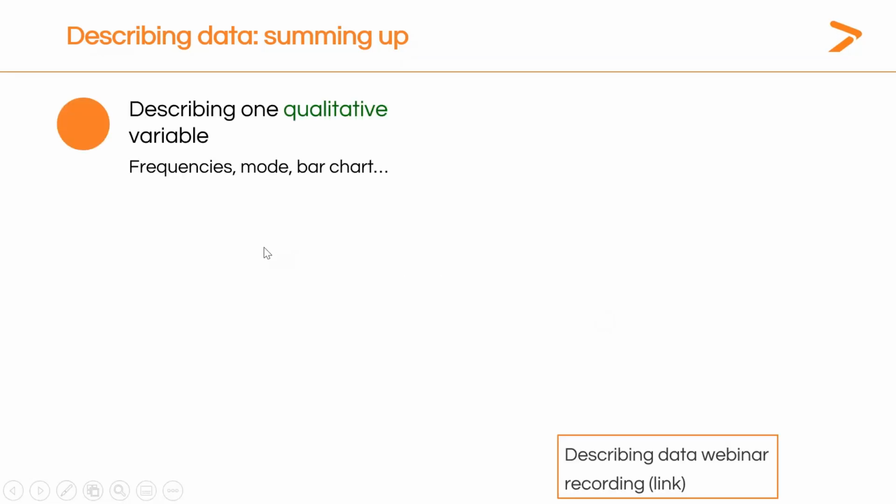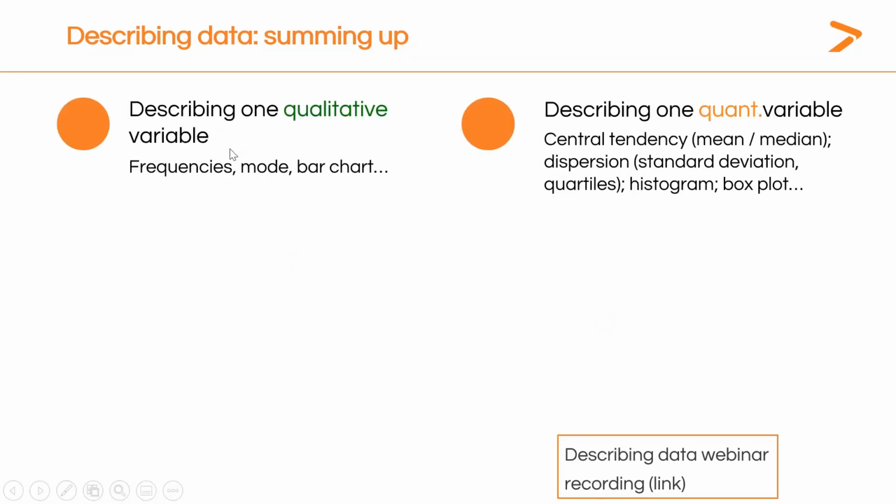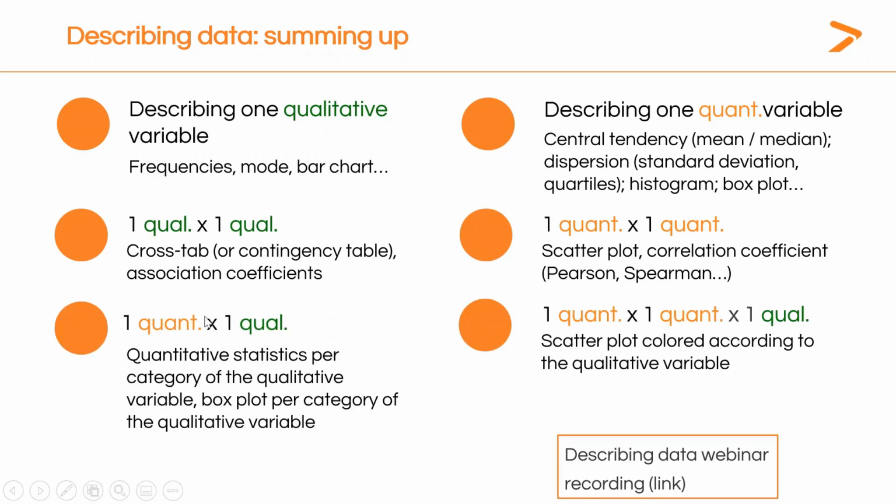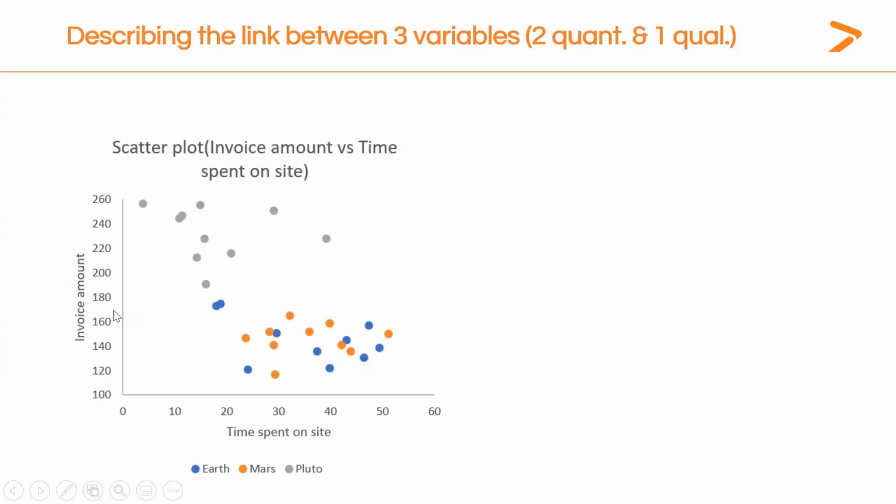We've seen different tools to describe one single qualitative variable, one single quantitative variable, then the link between 2 qualitative, 2 quantitative, 1 quantitative and 1 qualitative variables. And at last, we had investigated this case: how to check or to describe the link between three variables, two quantitative and one qualitative. And I just wanted to get back to this special case here to show you what we've done.